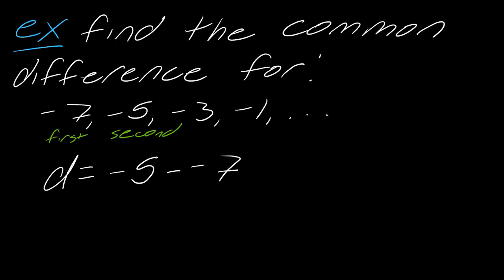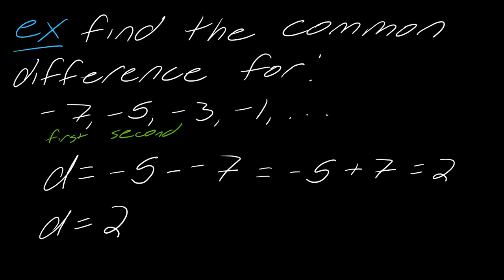Just make sure you've got the signs right, because I know sometimes negatives can mess with your head. So this turns into negative 5 plus 7, right? And so this equals 2. So my common difference in this case would be equal to 2. And we can see that every time I add 2, I go to the next term.